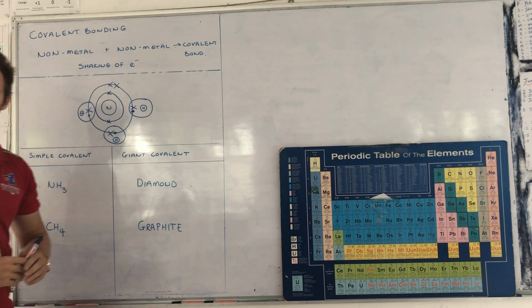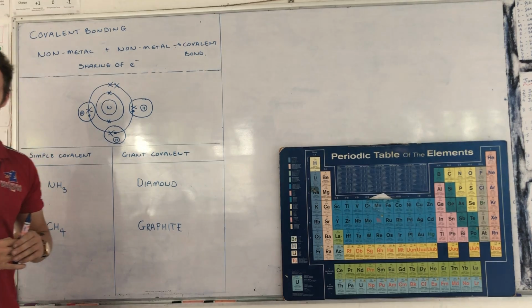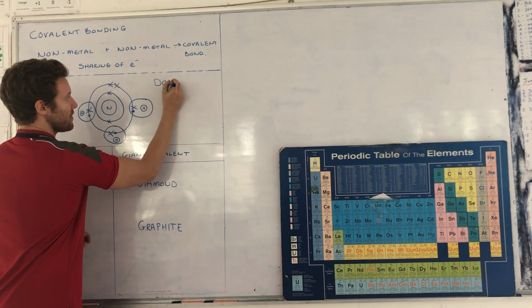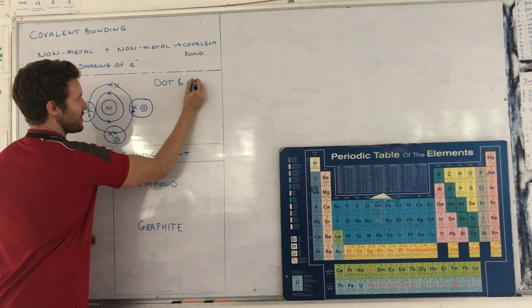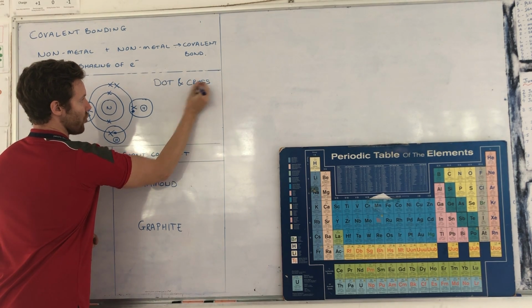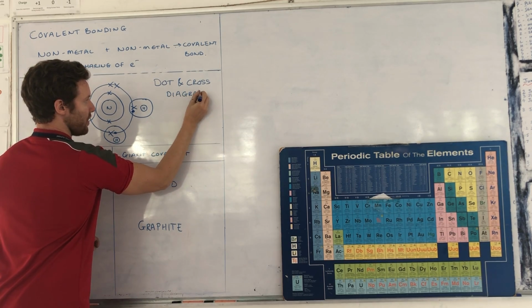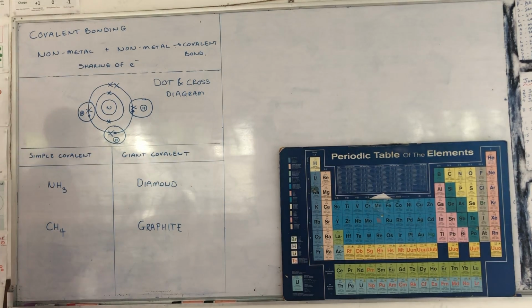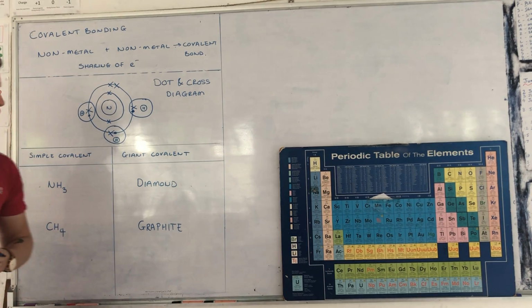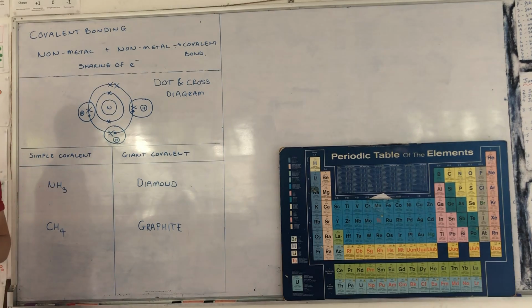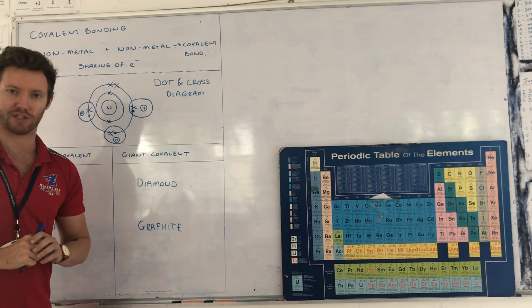There are 2 types of diagrams we want to be able to identify. Here we have what we call our dot and cross diagram. Hopefully that is quite self-explanatory why it's called a dot and cross diagram. We have our dots and we have our crosses showing the sharing of electrons.